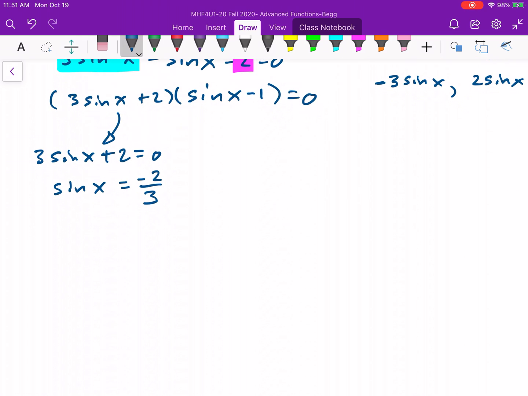So I'm going to need to then solve this like in the method we did on the last lesson, where I then find a related acute angle beta that's going to give me a sine x of positive 2 over 3, ignoring the negative.